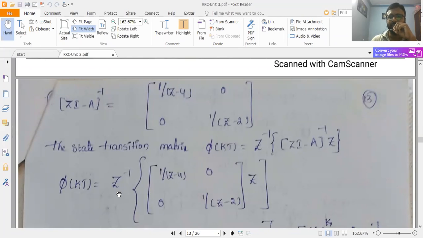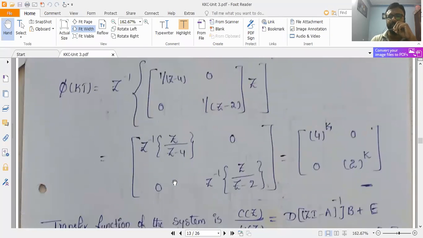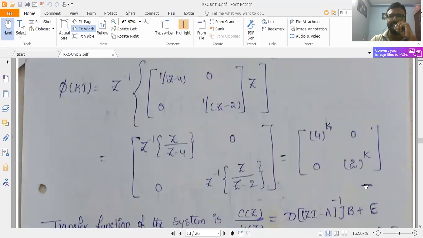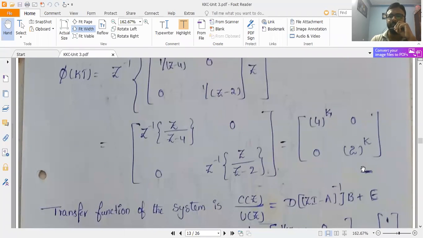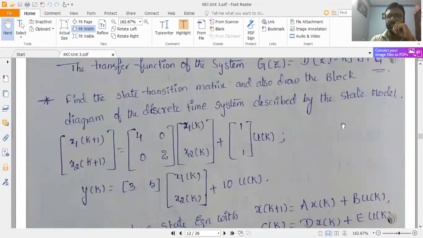Okay, so z inverse of [z divided by (z minus 4), 0; 0, z divided by (z minus 2)]. The z inverse of this value is nothing but A power k, that is, the value is 4 power k, 0; 0, 2 power k. This is the state transition matrix we obtain for this one, and we need to find the transfer function of this particular system. In order to draw the block diagram of this discrete time system, we need to find the transfer function of this particular system.